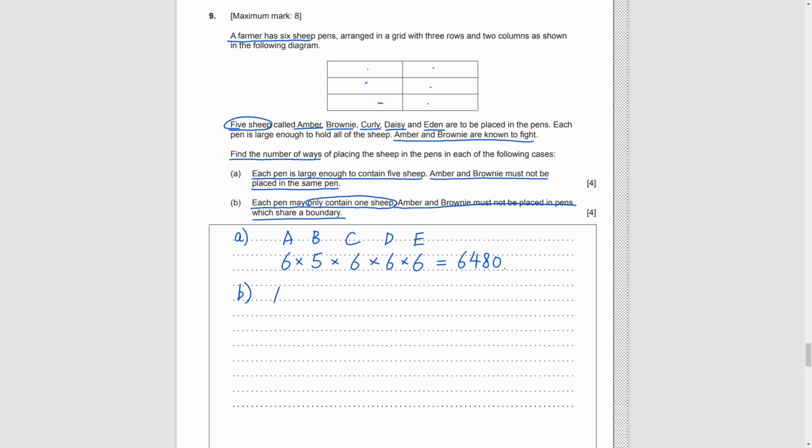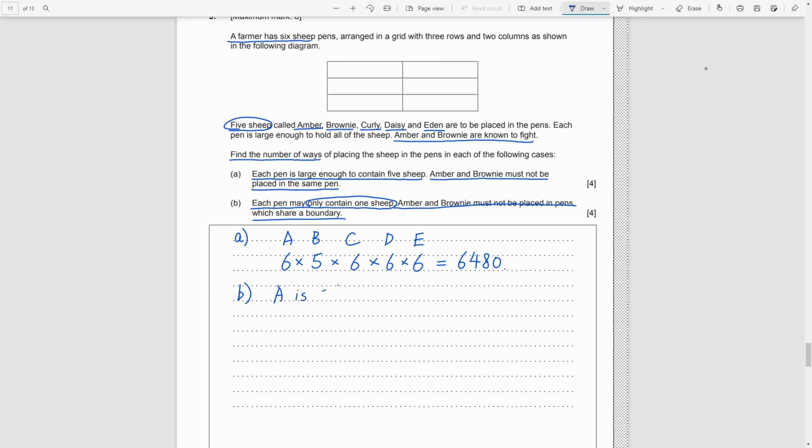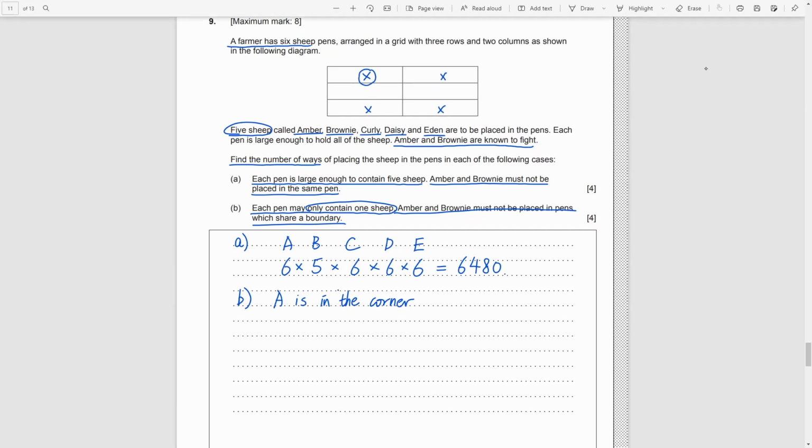For sheep A, there are 2 types of situations. Either we can put it into the corners or put it in the middle pens. If we place it in the corner, there are 4 choices. Then, there are only 3 choices for placing B. I use yellow circles to mark it.